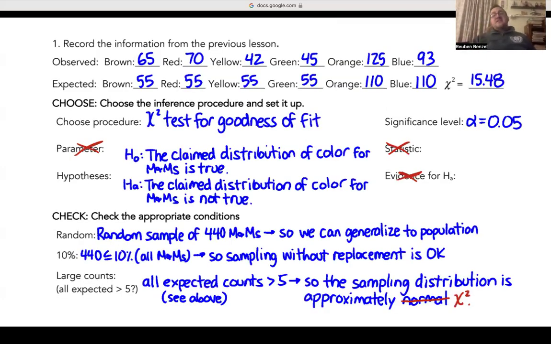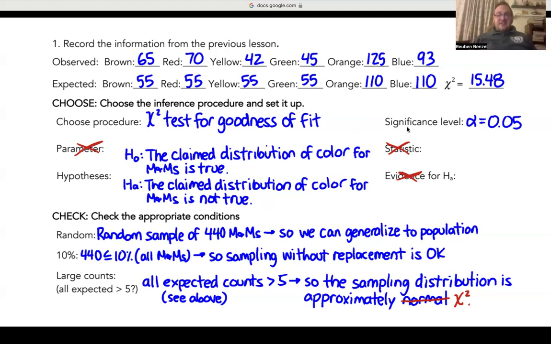All right. So this is basically the M&M example in the 4C format. So there are a few types of chi-squared tests. The most common types you're going to see are the chi-squared goodness of fit and the chi-squared test for independence. And we'll do independence next class.